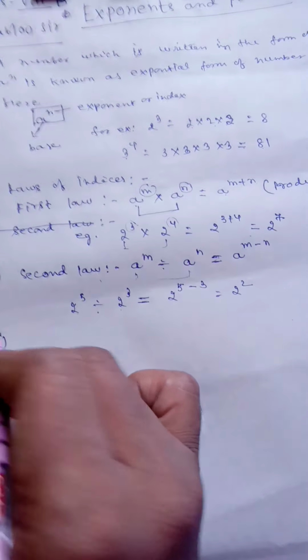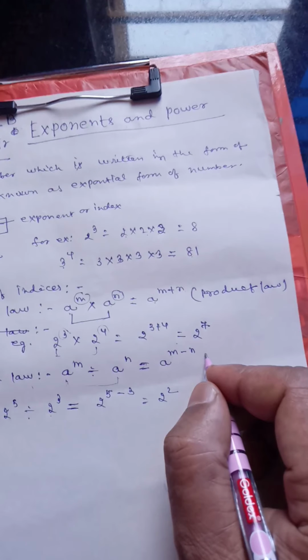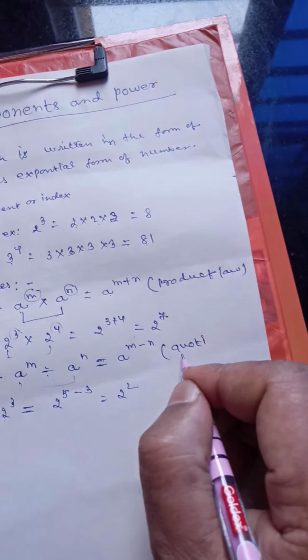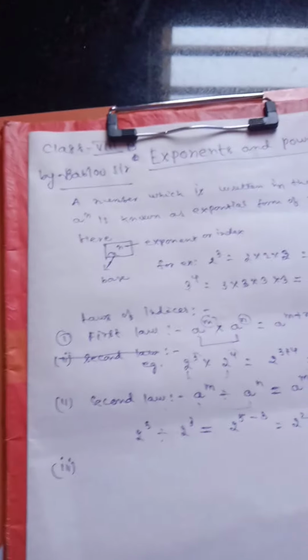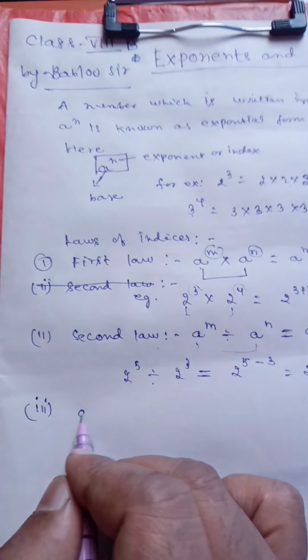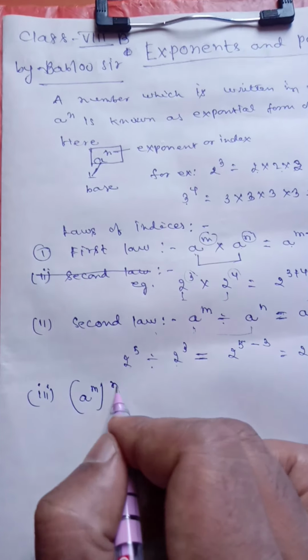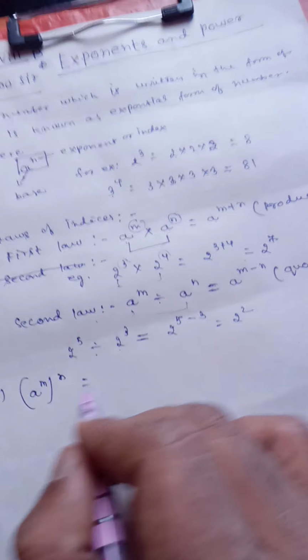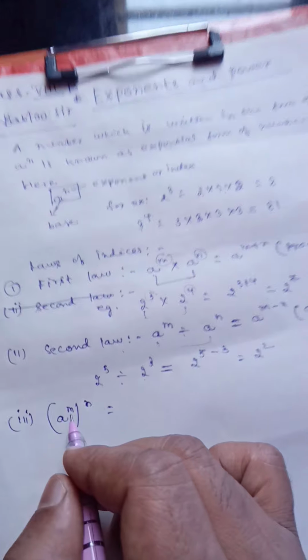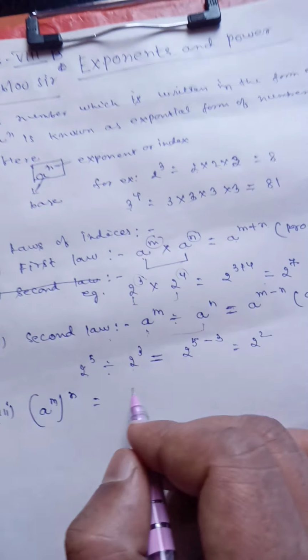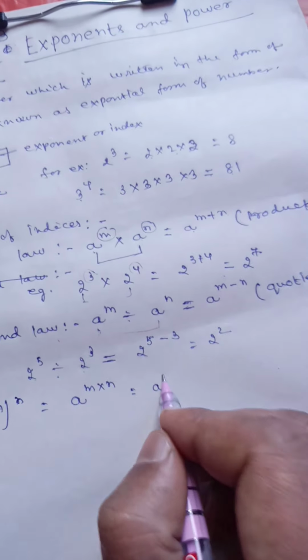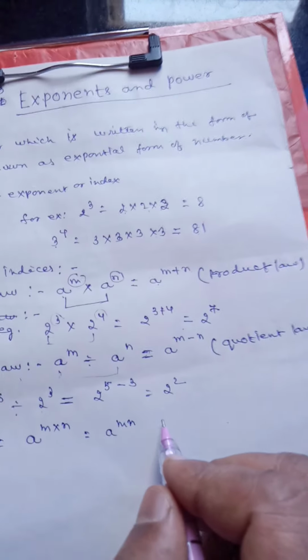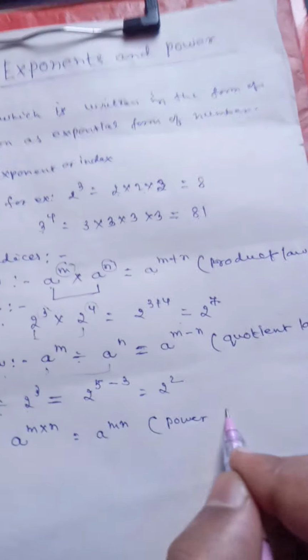This type of law is called the quotient law. The third law: if a raised to power m, all raised to power n, here the exponents are m and n, so a raised to power m into n is equal to a raised to power mn. This type of law is called the power law.